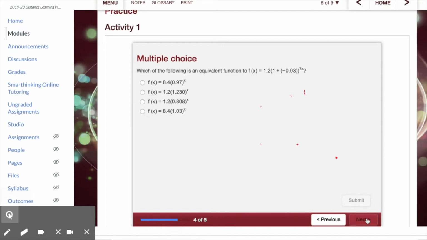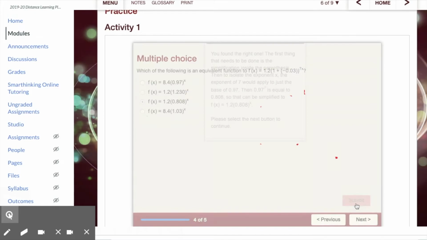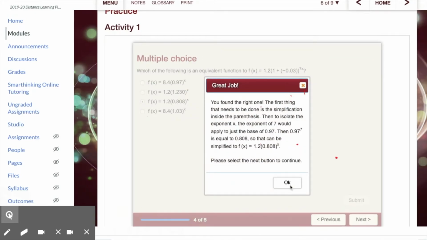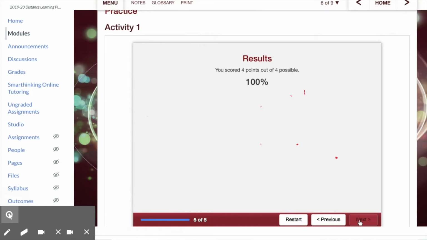All right, guys, looking at number 4. Same exact concept. I'm going to take inside the parentheses first. So 1 plus negative 0.03, nothing changes. You still do the same thing. So you could also do 1 minus 0.03, okay? Raised to the power of 7. In my calculator, I got 0.8079, etc. Keep in mind the number in front should match your answer. So 1.2 should be 1.2, looking good to me. And we got it. All right, and last one, number 5. Oh, that was it, 4 out of 4.